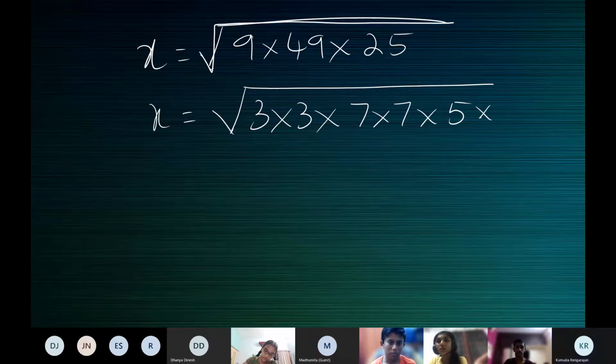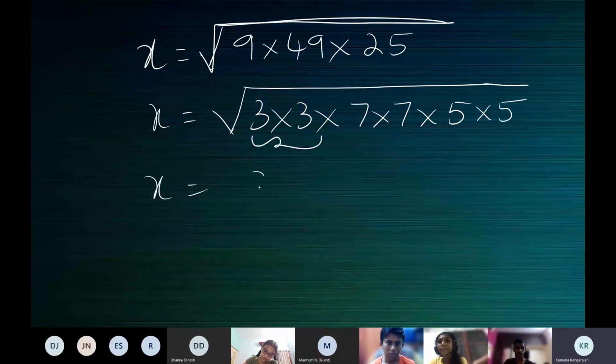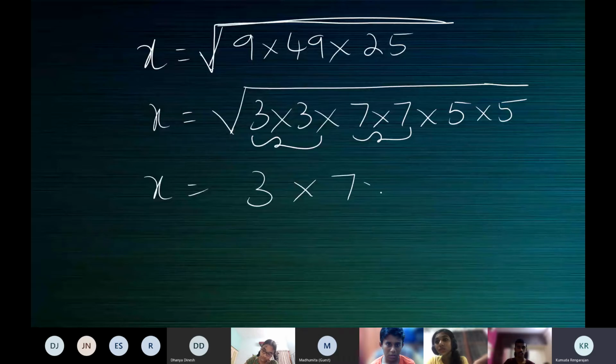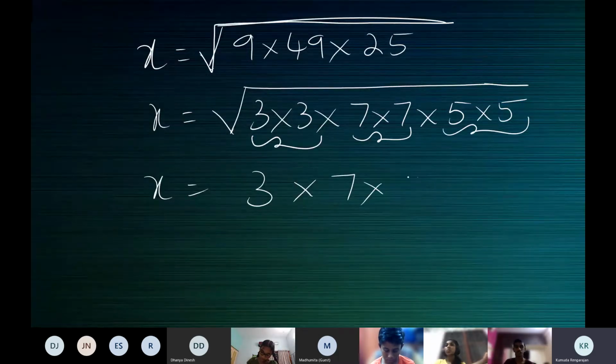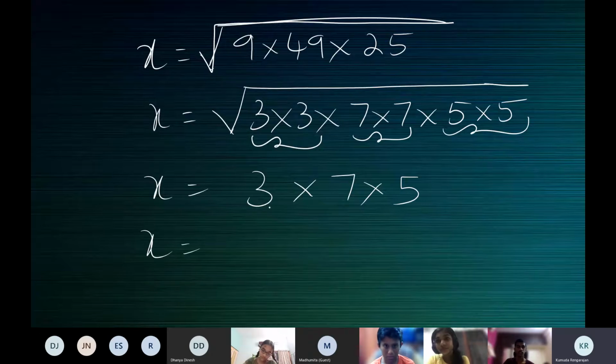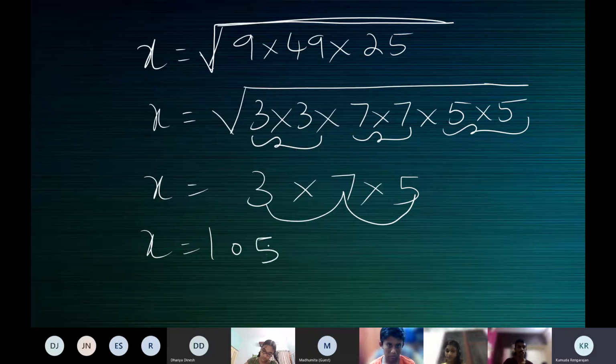Now what happens? From 2 3s, 1 3 out. From 2 7s, 1 7 out, out of the square root. And from 2 5s, 1 5 out. So x is equal to 3 7s are 21 into 5, 105. See, we got the answer so quickly.